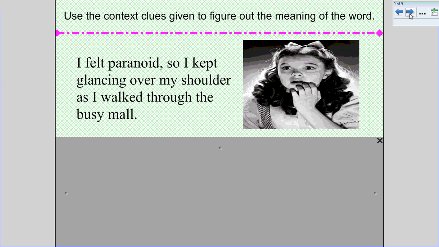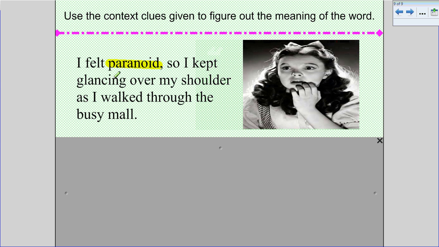Your final word is paranoid. Please add this to your graphic organizer. I felt paranoid, so I kept glancing over my shoulder as I walked through the busy mall. Well, I know that se or para has something to do with being apart or aside.